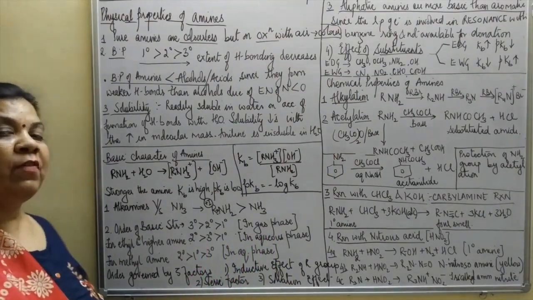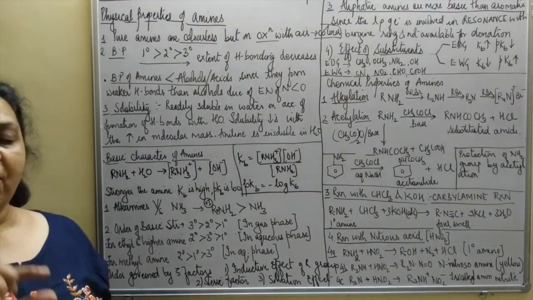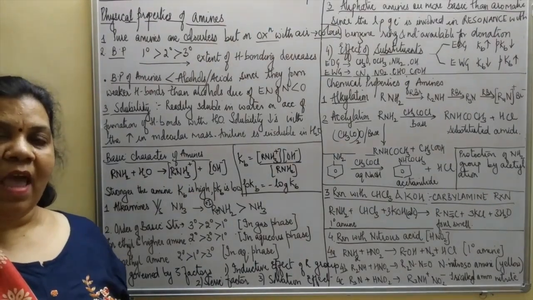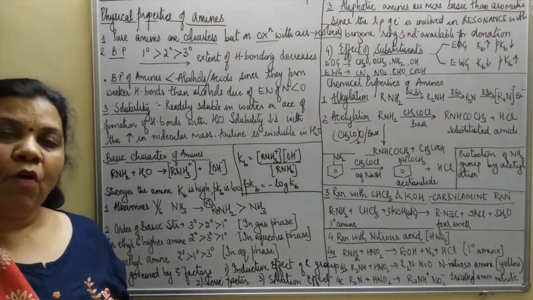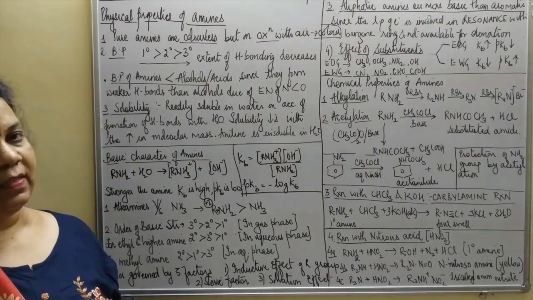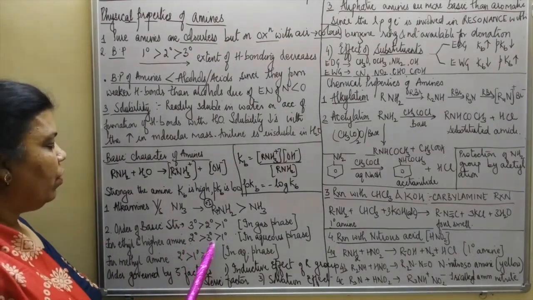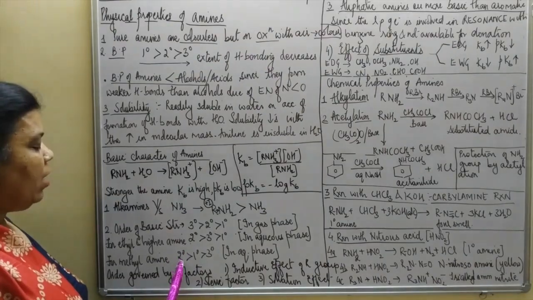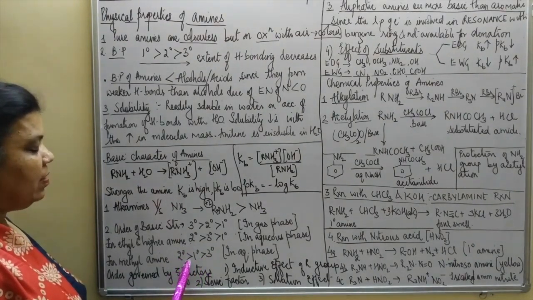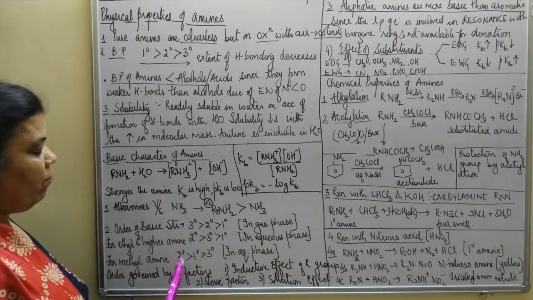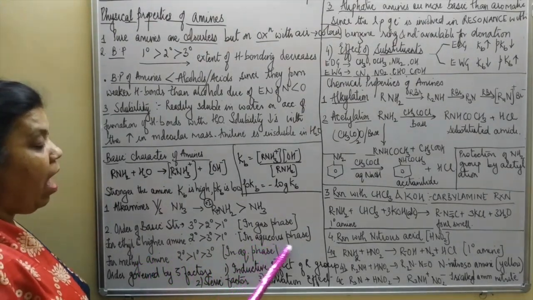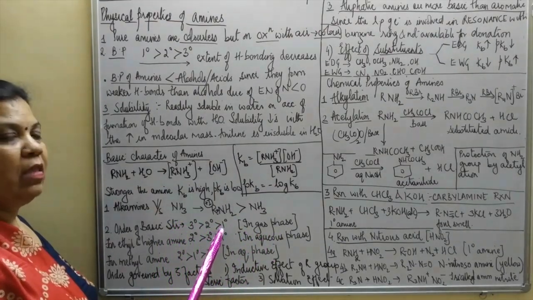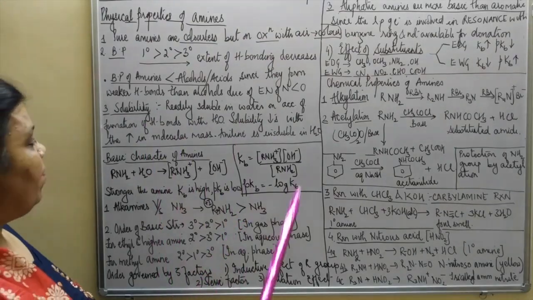And if it is asked to arrange the given set of amines in the order of their basic strength, and if nothing is mentioned, then by default you have to consider aqueous phase, where you have to remember the order 2, 3, 1, 2 degree more basic than 3 degree than 1 degree for ethyl and higher amines, and 2, 1, 3, 2 degree more basic than 1 degree than 3 degree for exclusively methylamines in aqueous phase. In gas phase, the order is 3 degree more basic than 2 degree than 1 degree. So this was all about the basic character.